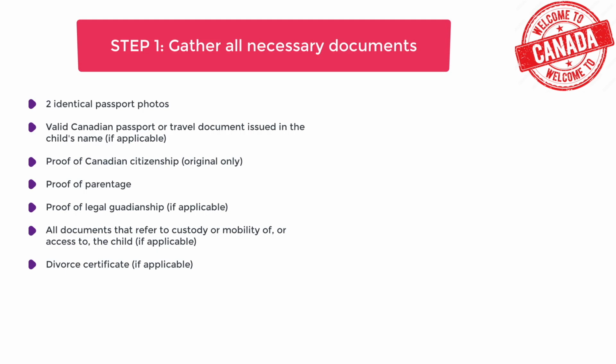When a court order or agreement exists referring to custody of the child, only the person with custodial rights may apply. If parents have joint custody, either parent may apply. You must provide all documents that refer to custody or mobility of, or access to, the child. If a divorce has been granted, you must also provide a copy of the divorce judgment or order.